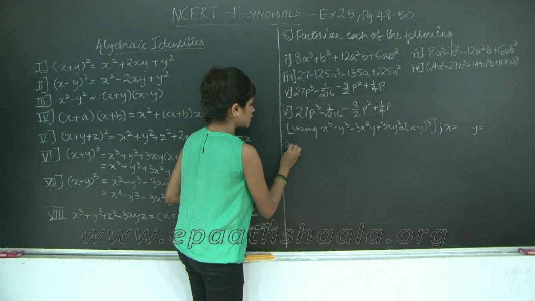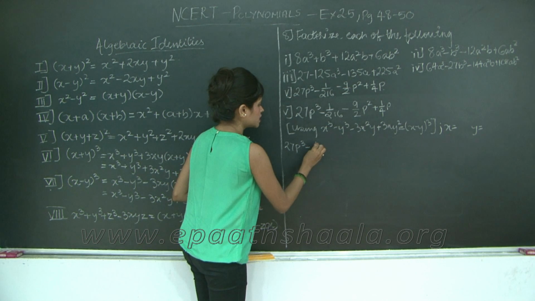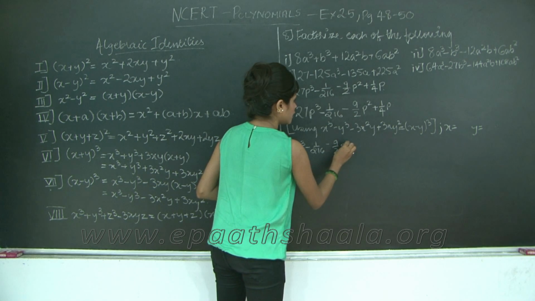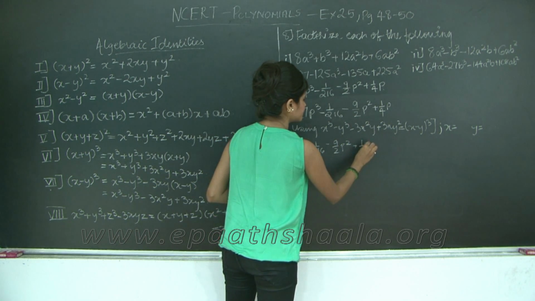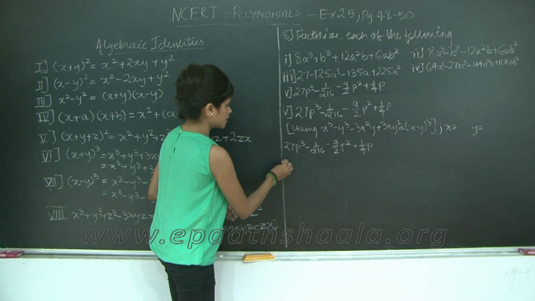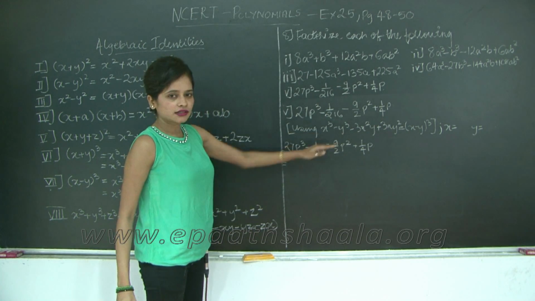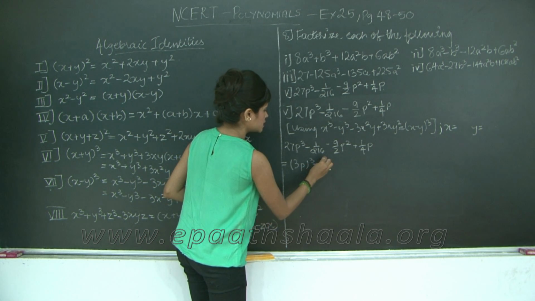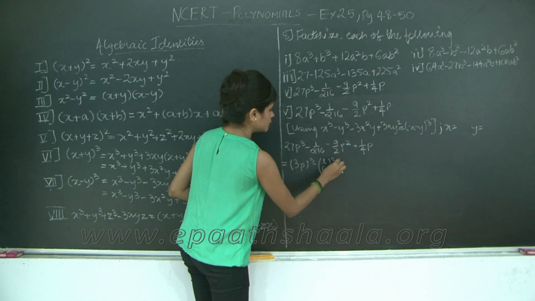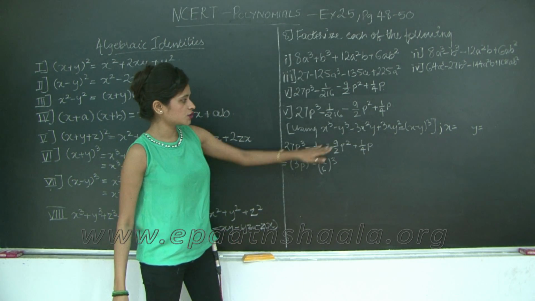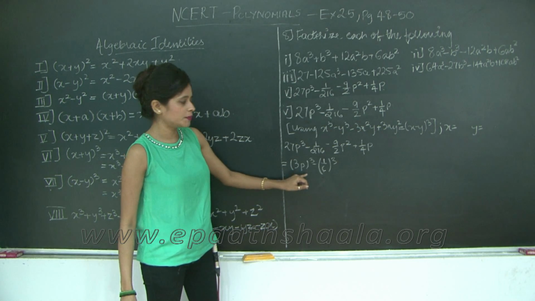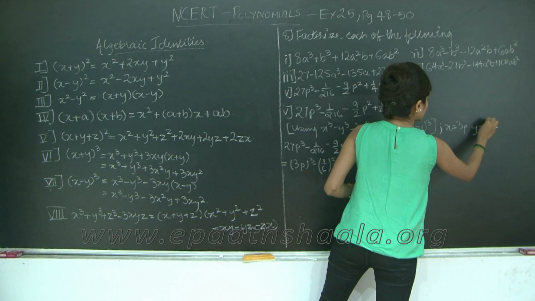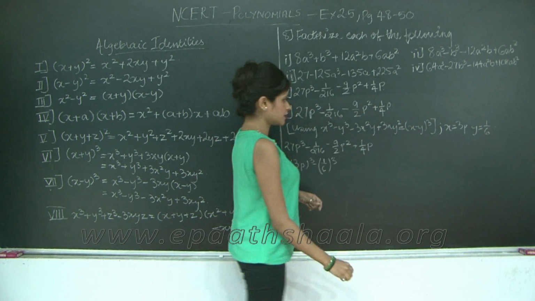So first I'm going to write my question once again. 27p cube minus 1 upon 216 minus 9 upon 2p square plus 1 upon 4p. Let us write it in this format according to the identity. So this is 3p the whole cube minus 1 upon 6 the whole cube. So comparing these two terms with our identity, we get our x as 3p and y as 1 upon 6. So quickly substitute 3p and 1 upon 6.